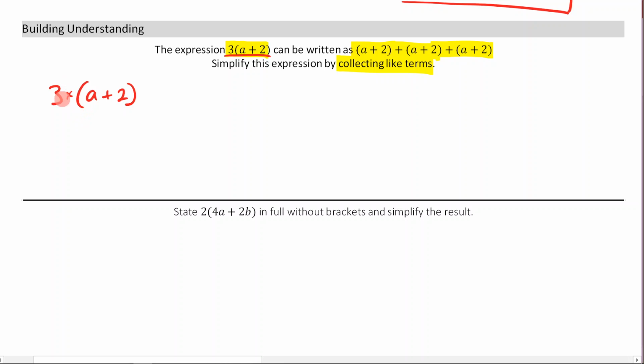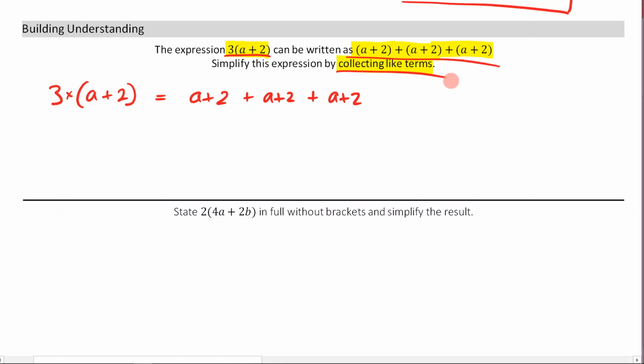So this is telling us we have 3 lots of a plus 2. So therefore, we could say that it's the same thing as a plus 2 plus a plus 2 plus a plus 2. We have 3 lots of a plus 2. There are 3 lots of them, and that's exactly what we're told here.